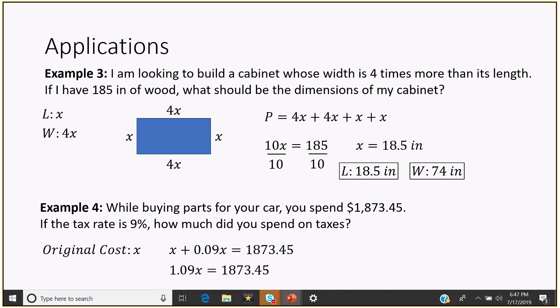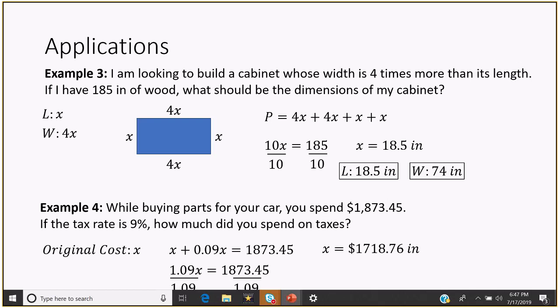Now to solve for x, I'm going to combine like terms. I'm going to divide both sides by 1.09, and now that I can find what my x is, that is going to get me my original cost, 1,718.76. I don't know why it says inches. It should be dollars. Strange. But that's the original cost. That's not telling me how much I spent on taxes.